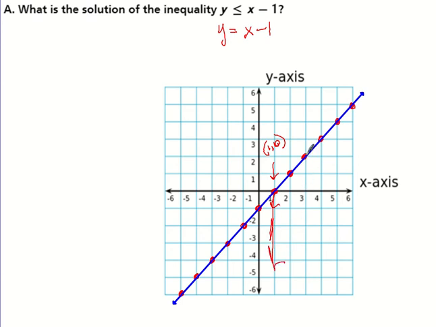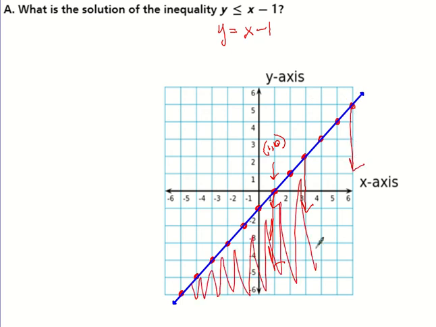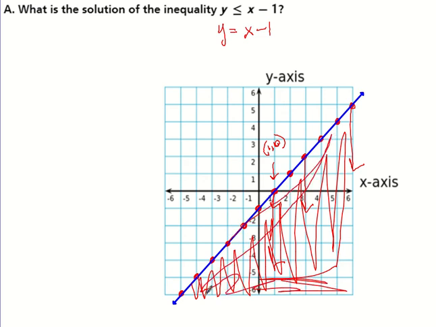Same thing if I look here, this is at 3. If I plug in 3, 3 minus 1 is 2. That's where I'm at, but I want everything less than that. And so on, right? 6 minus 1 is 5. That's where I'm at, but I want everything less than that. So what that means is all of this is also my solution. So we shade it in to the best of our ability, because this is equal to, and this is everything less than that.